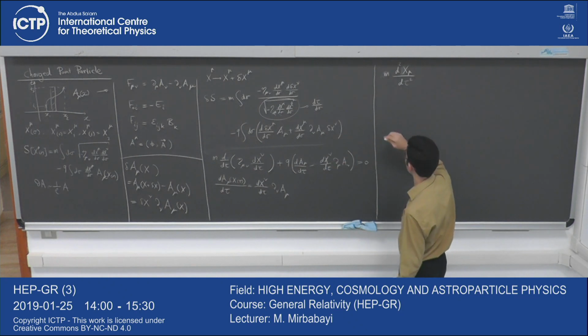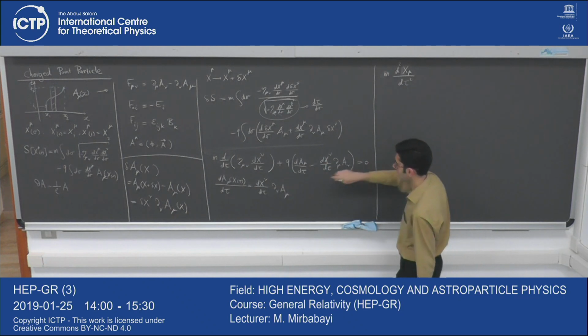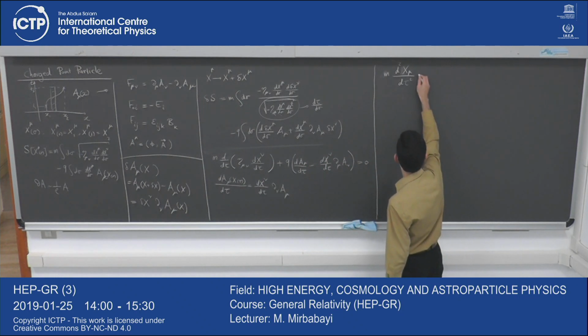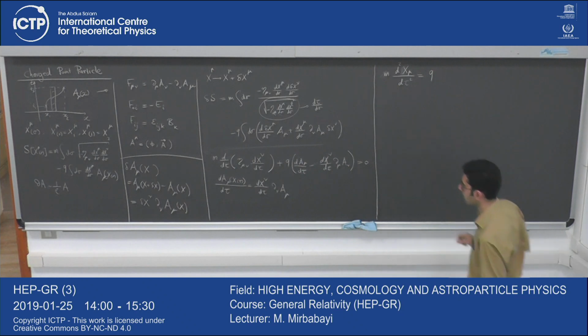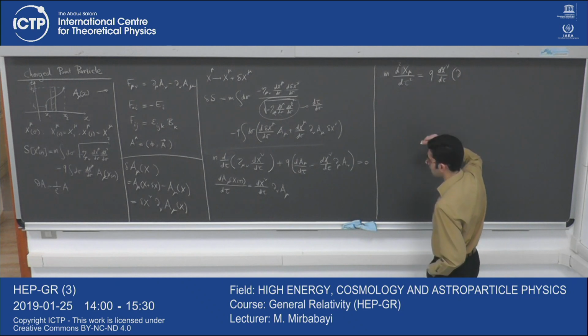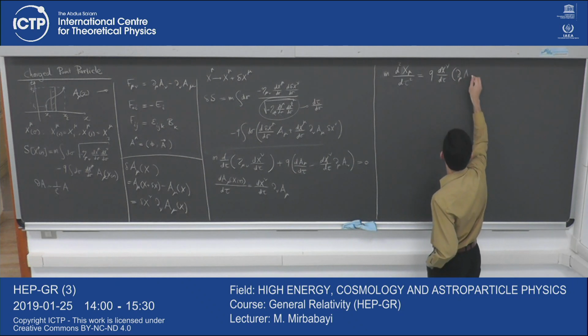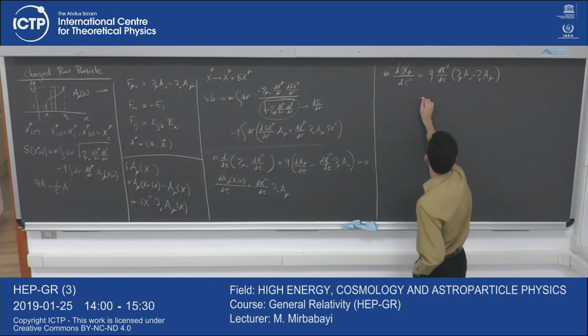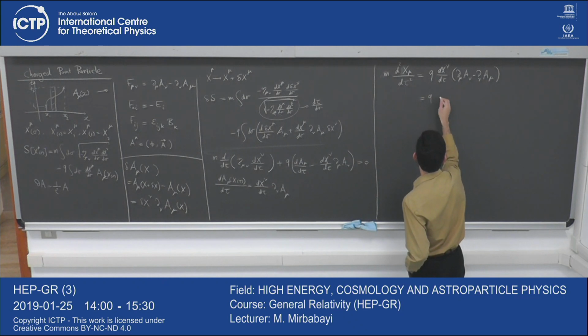And then these terms I can take to the right hand side and use this relation for dA by d tau. So what I get is q dx nu d tau times d mu a mu minus d mu a mu, and this is nothing but Q times U nu times F mu nu.